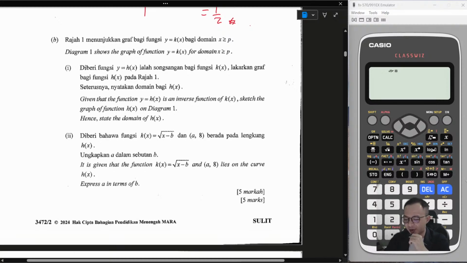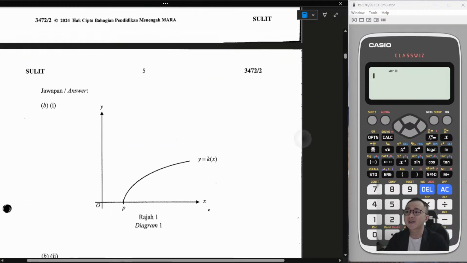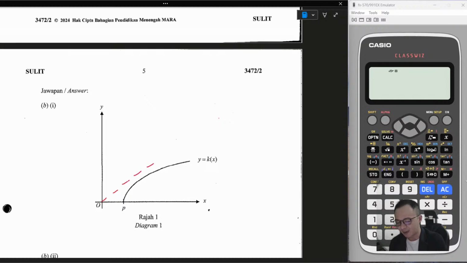Diagram 1 shows the graph of the function y equals kx for the domain x bigger than or equal to p. Given that the function hx is the inverse of the function kx, sketch the graph of hx in diagram 1. Hence state the domain of hx. From here they tell us hx. If you have learned about inverse functions, I believe it's not hard to know that it is always a reflection at this line, y equals x. So they always do a reflection over here.